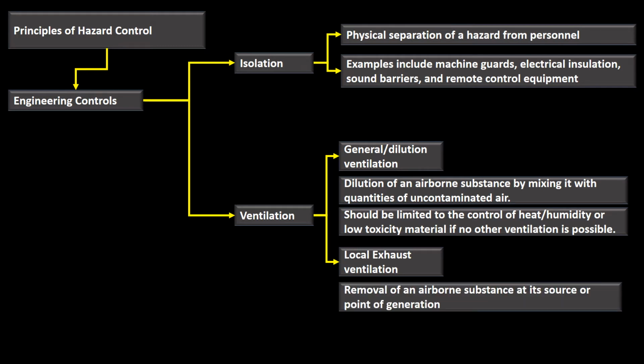So local exhaust ventilation is removing an airborne substance at the source, at the point of generation. So if you have something that's producing some sort of toxin, it's getting removed right there where it's being produced. And that's the preferred method, right? It's more economical, and it's preferred to do local exhaust ventilation, to have some sort of ventilation that removes that toxin right when it's produced, rather than general or dilution ventilation, which just pumps fresh, uncontaminated air.